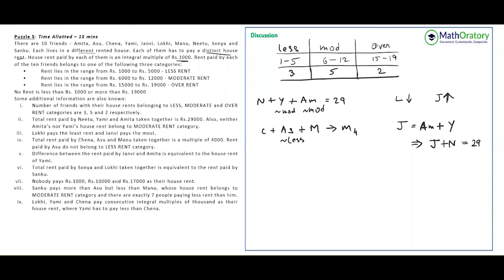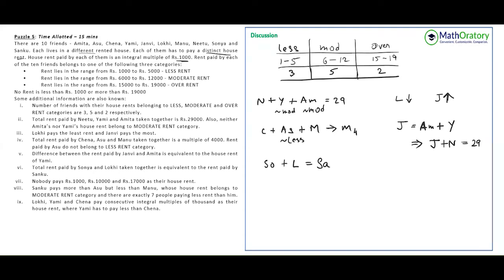Now coming to the next one: the total rent paid by Sonia and Loki taken together is equivalent to the rent paid by Sanku. So Sonia is SO, there's a couple of S's. SO and Loki together is equal to Sanku. Okay, great. I cannot combine anything with this. This is brilliant.